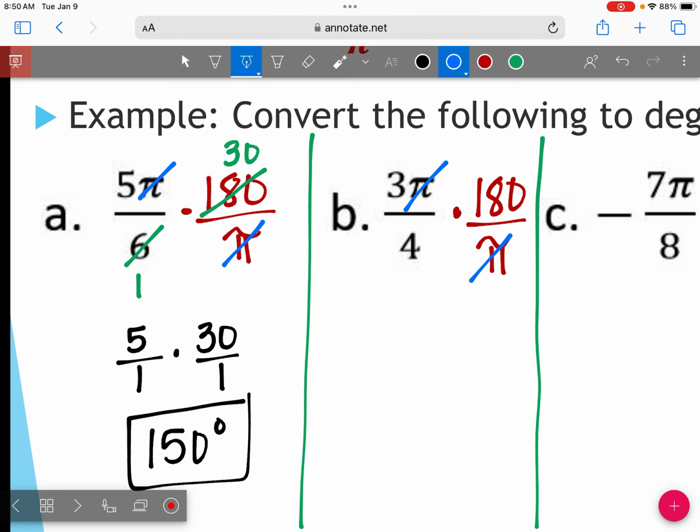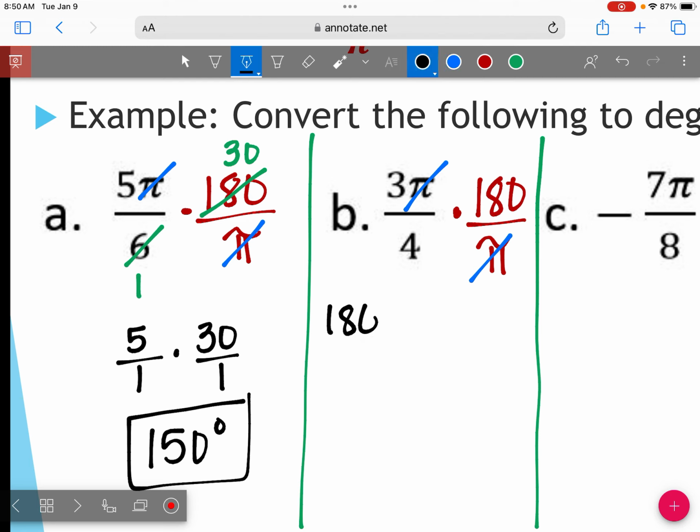I think the answer is 135. Yeah. Anybody get 135 yet? Keep working. All right, so who multiplied 3 times 180 first? Who took 180 divided by 4 first? Okay. Well, it was about half and half. All right, I think I'm going to do 3 times 180.